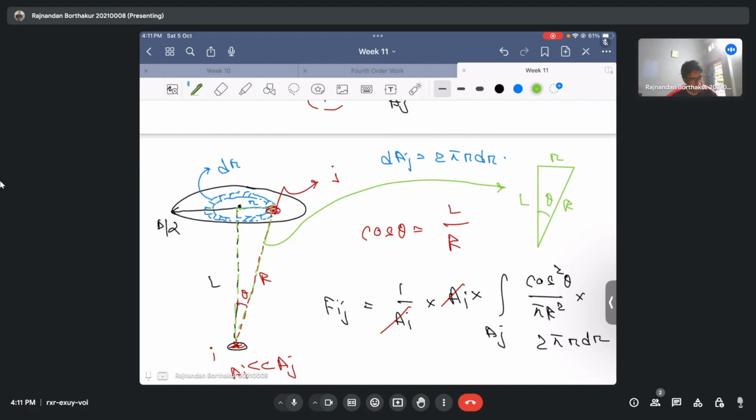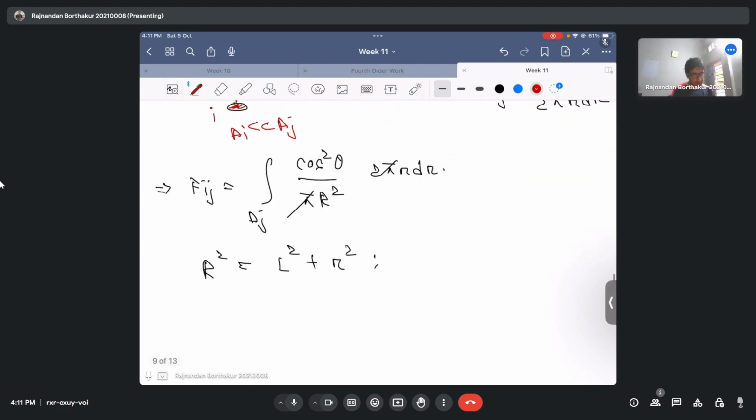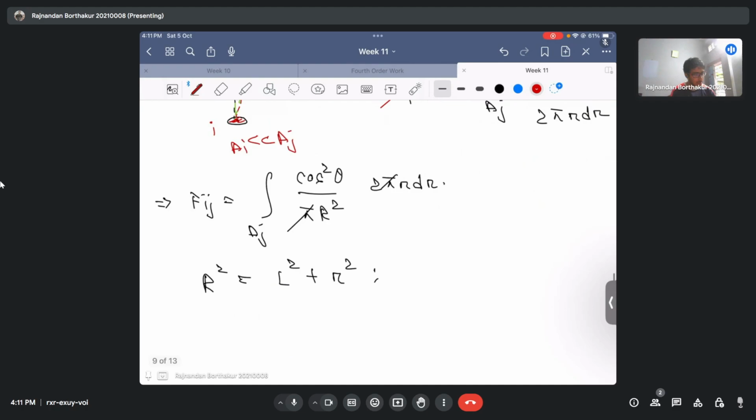And remember, these are the two differential areas that we considered. I think things will be much more clear here. This is my area dAj, and this is my area dAi. And this dAj, if you remember, was kind of the strip. So if this was the strip that we considered, it was kind of like this. Okay, I think now the picture is clear. So that's why I can write R as the square root of L square plus r square.